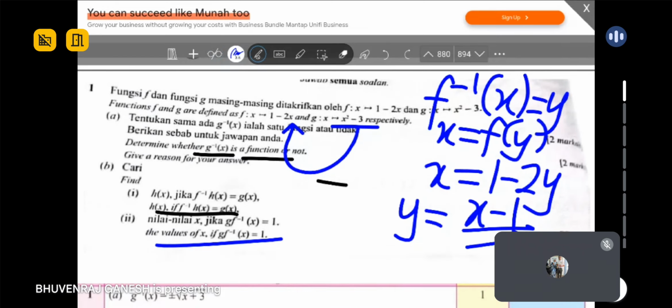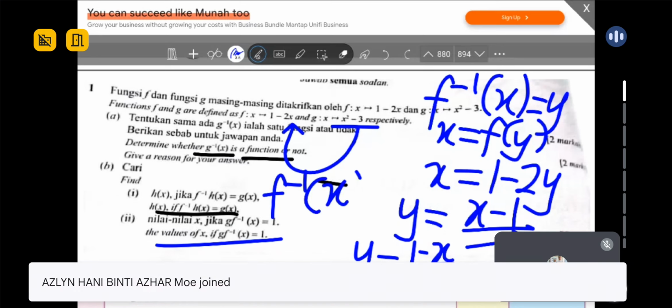Okay, so ini adalah fungsi songsang kamu. This is your inverse function. Okay, you can write like this also can. Kamu boleh tulis macam ni pun sama. (1 minus x) over 2. Okay, so maksudnya f inverse x is equal to (1 minus x) over 2.